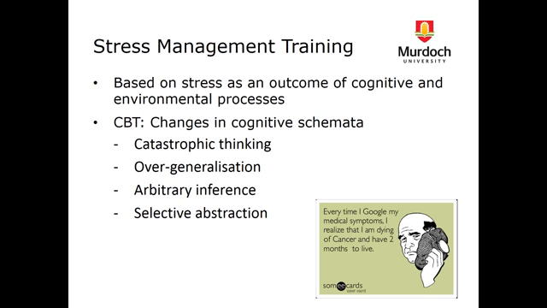So within cognitive behavioral therapy, what therapists would do is actually try to change the way people think. They would like to change cognitive schemata, and that's definitely possible within cognitive behavioral therapy. So when we're talking about stress management training and using cognitive behavioral therapy to change cognitive schemata, really what we're talking about is changing, for example, catastrophic thinking.